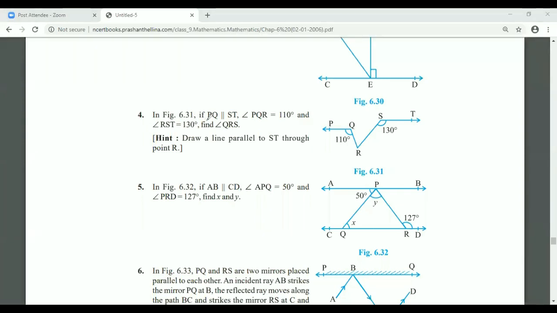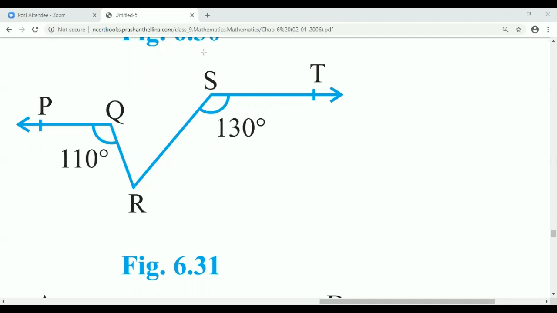In figure 631, if PQ is parallel with ST, that is, line segments PQ and ST are parallel, then angle PQR is equal to 110 degree and angle RST is 130 degree. Find angle QRS. So how to find? A hint is also given: draw a line parallel to ST through point R. This is the figure we have, and this is the angle we have to calculate.